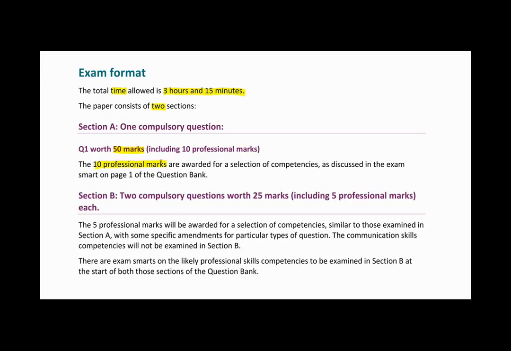Before we do that, let's talk quickly about Section B. Section B is going to contain 2 questions, which are worth 25 marks each, and they will also contain some professional marks. There'll be 5 per question. Section B questions can be on any part of the syllabus, although one of the questions in Section B will predominantly test the topics of audit completion and reporting.